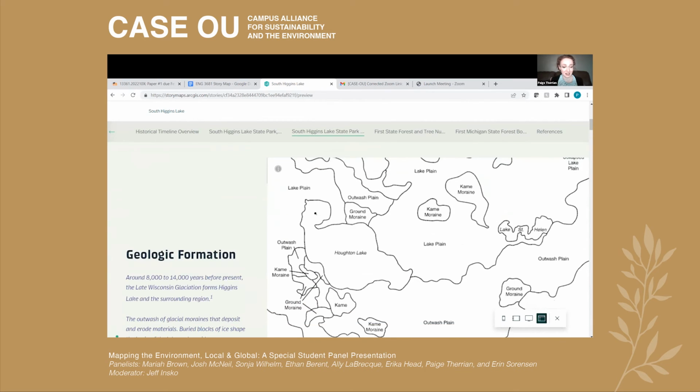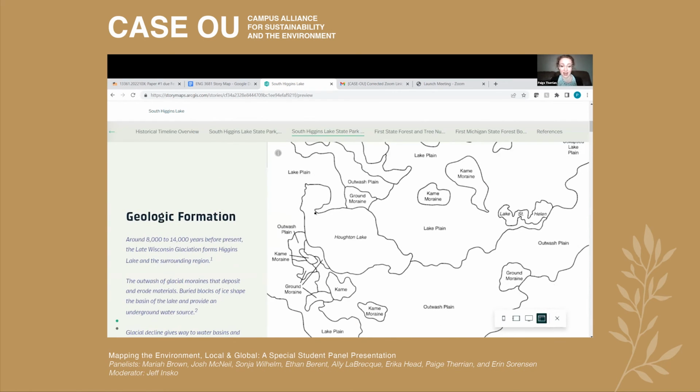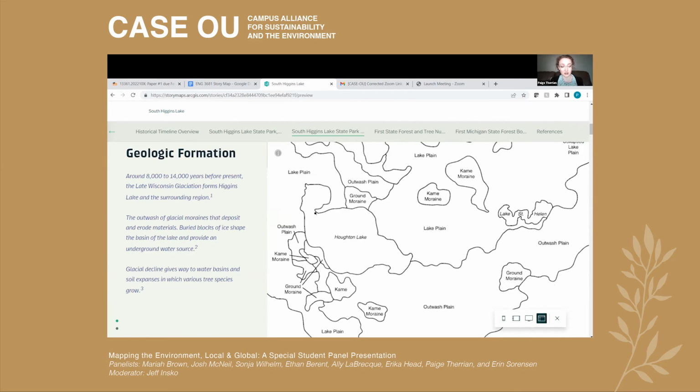All right. So it's only fitting to probably start at the lake's physical inception. Around 8,000 to 14,000 years before present, the Wisconsin glaciation forms Higgins Lake and the surrounding region. This image reveals the outwash plain of glacial moraines, the deposited rogue materials, and how buried blocks of ice shape the basin of the lake and provide an underground water source.